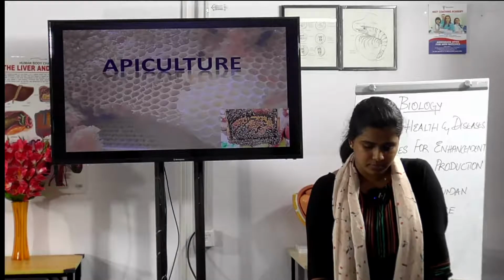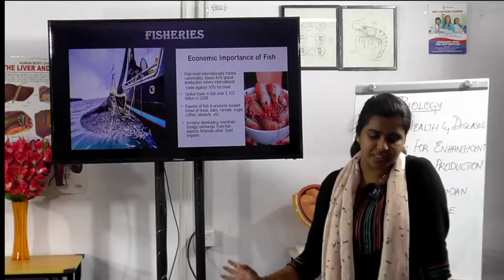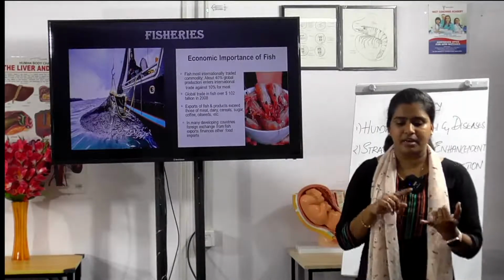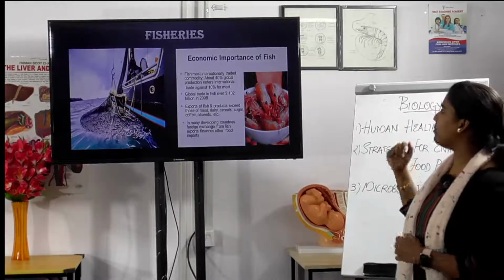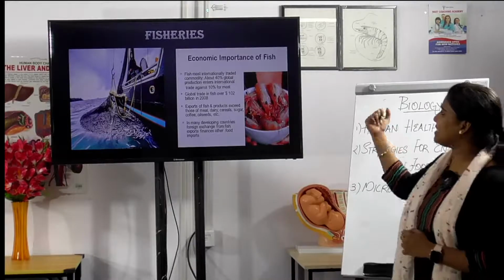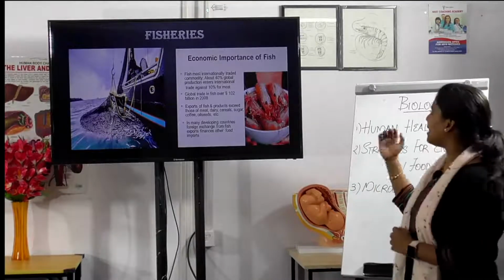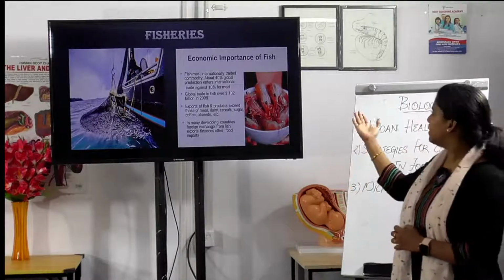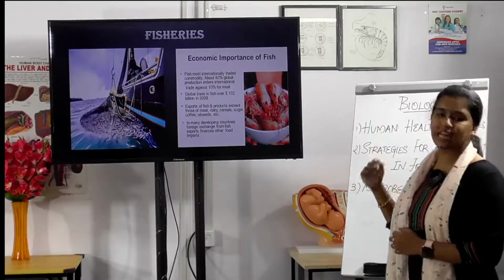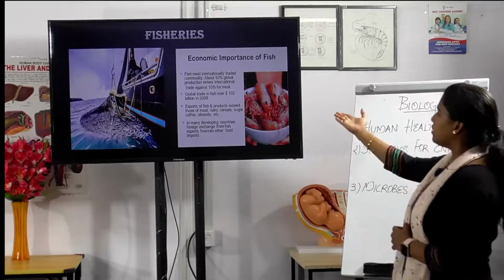Okay, next is fisheries. Fisheries include rearing, catching and selling of fishes. And now let us see the economic importance of fishes. They are an internationally traded commodity, and about 40% of the global production enters international trade, against 10% for meat.